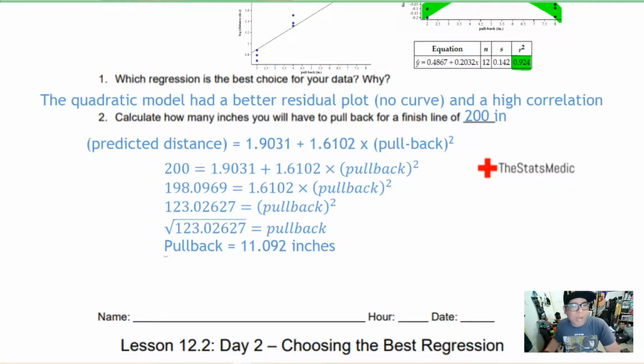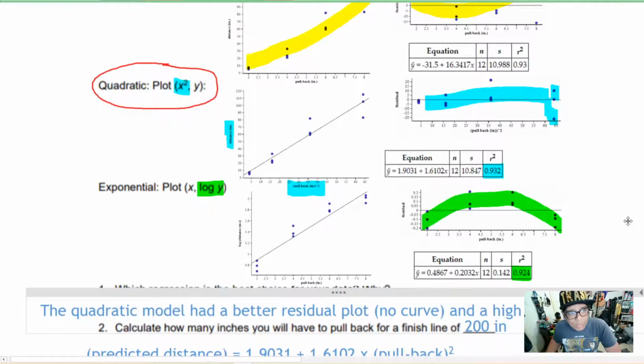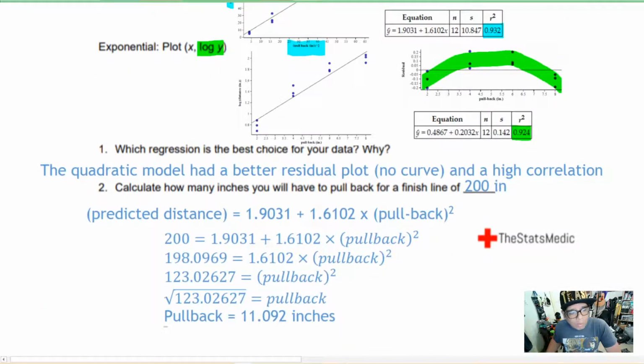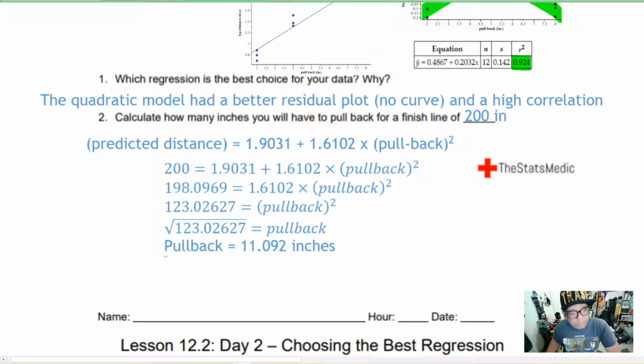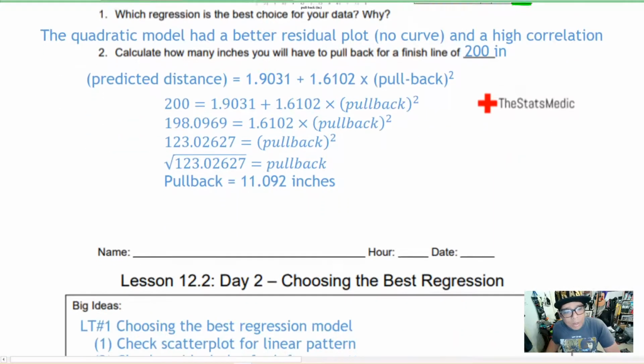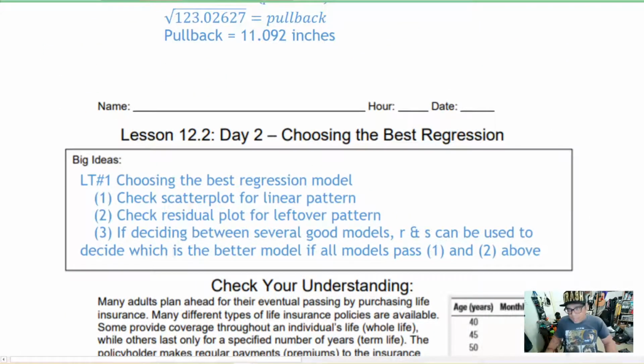So that's how far we would have to pull it back, or our prediction would be if we pulled our car back 11 inches, then we would hopefully travel 200 inches. If we did our math correct, if we chose a correct model, if everything goes our way, that is our prediction. So that was kind of fun. The next step in class would be to actually do this experiment, grab our cars and whatnot, and do what we need to do. So let's get to our big ideas so we don't keep you here too long.